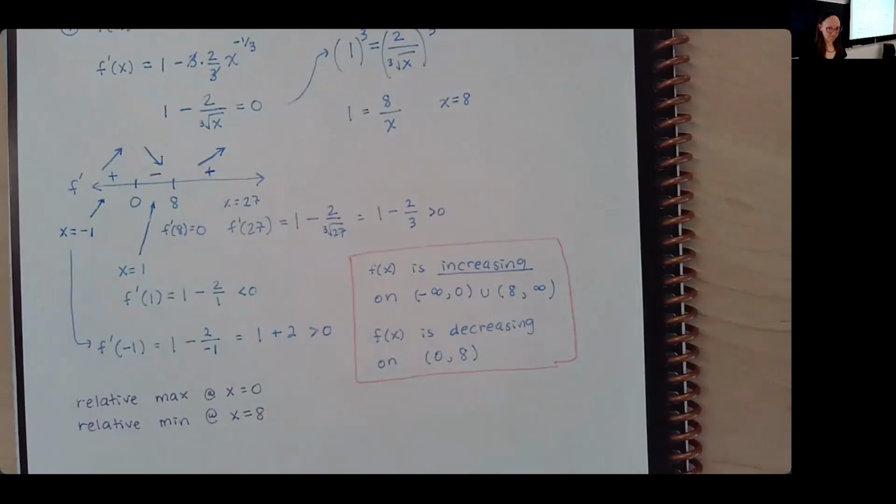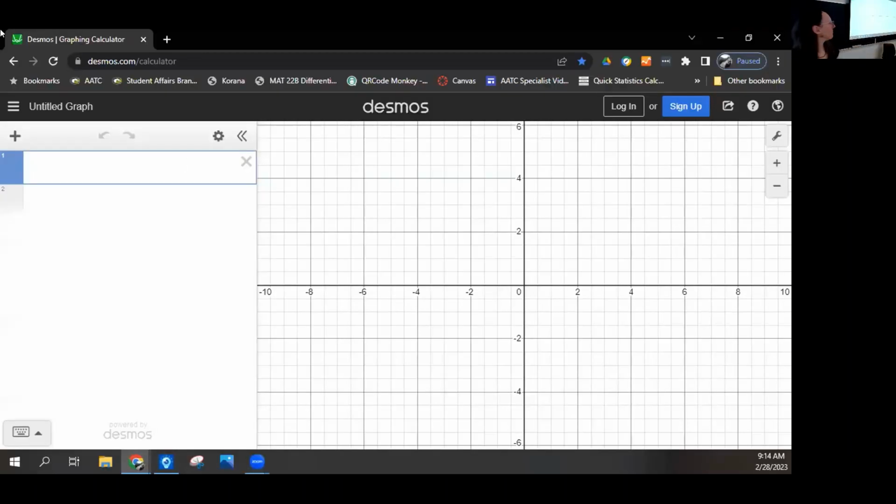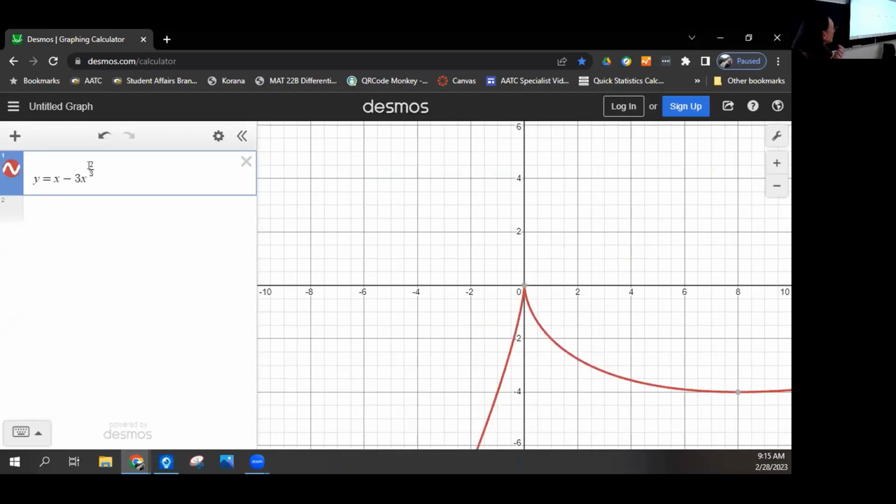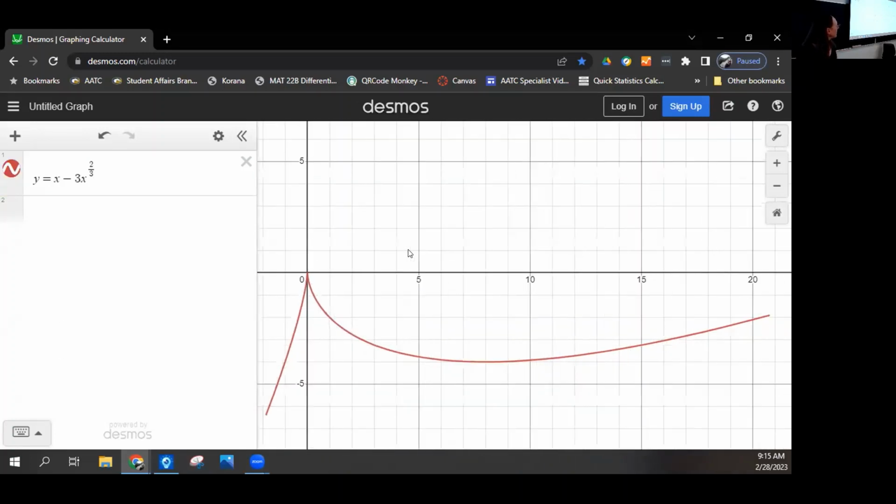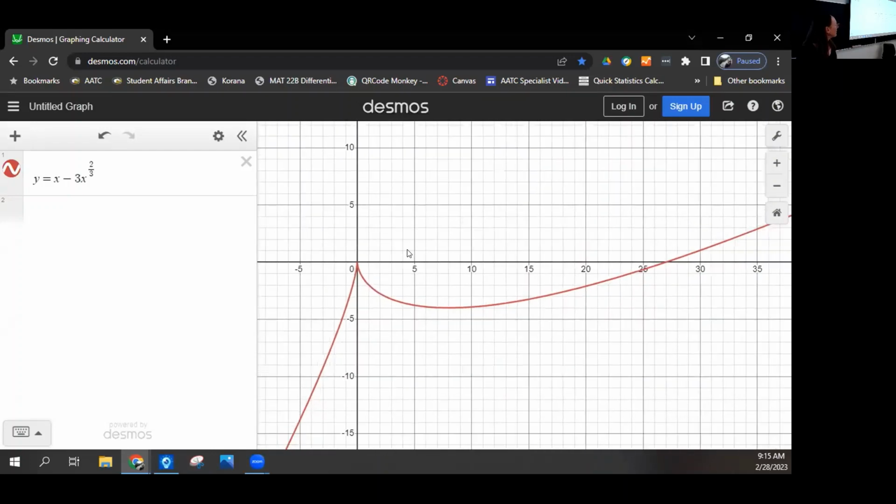Just for fun, I'm going to graph this thing. So we've got y equals x minus 3x to the 2/3. And if we zoom out a little bit here, you can see that that matches what we have. So 0 is a relative maximum. And at x equals 8, we're down here at a relative minimum.